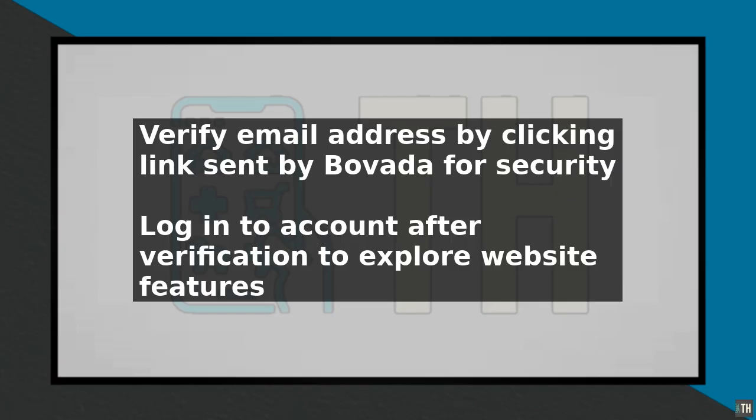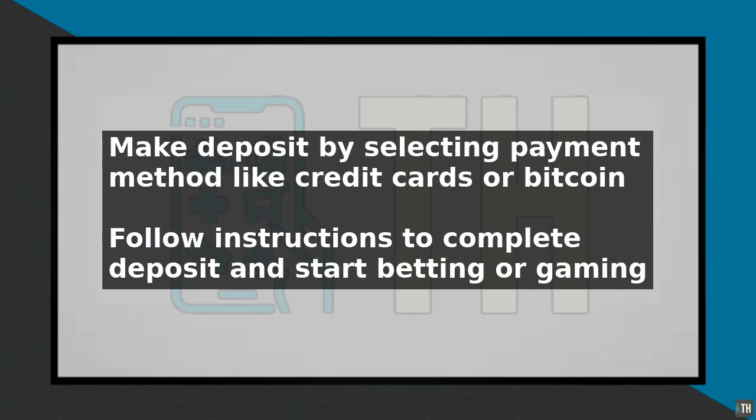Bovada offers a wide range of betting options and games, so you are sure to find something that suits your interests. To place a bet, navigate to the sportsbook page and select the sport and event you want to bet on. Choose the type of bet you want to place and enter the amount you want to wager. Review your bet carefully before submitting it to ensure that everything is correct.